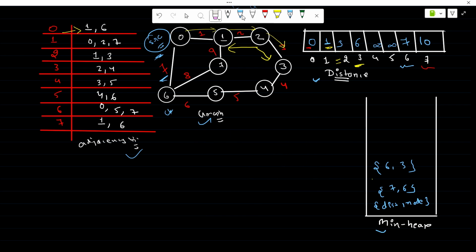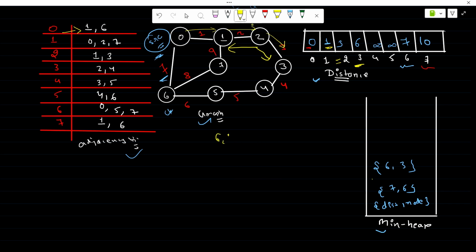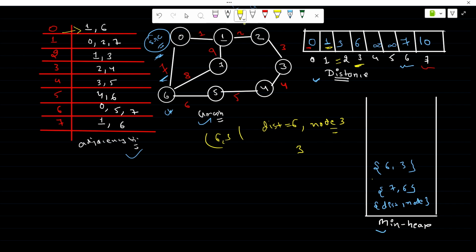Now what is next? The next is node 3 with a distance of 6. So to reach from 0 to 3, the distance is 6. Now from 3, where can we go? From 3, we can go to 4, we can go to 2. The cost is 2, the cost is 4. So there is no point to consider this again because we have the minimum distance to reach 2, that is 3. Okay, so from 0 to 3, the distance is 6.